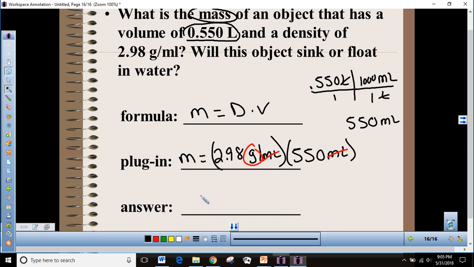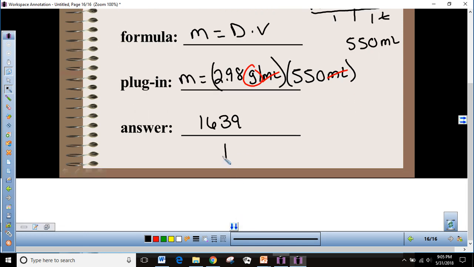So the calculator gave me 1639. We know it's going to be grams. We're going to look at sig digs, or sig figs, whichever. There are 3 here. There are 3 there. Guess how many we need? We need 3. So we are going to round this. You can do it 2 ways. There's a 3. Oh, that's a 9. So we can round it to 1640, or 1.64 times 10 to the third power grams.